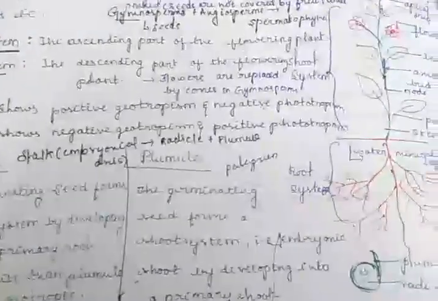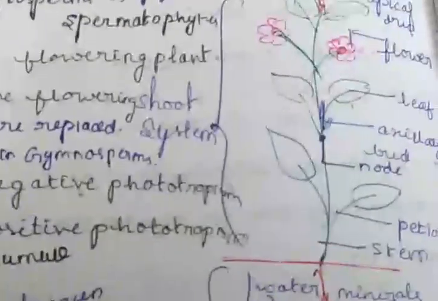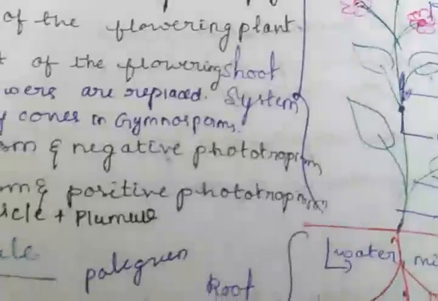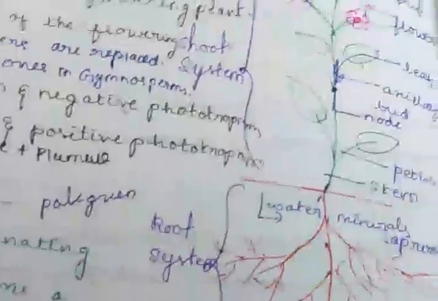Okay, friends, let's go to the next topic. Shoot shows negative geotropism, which means it grows in an ascending pattern. In this direction it will grow, which means it grows towards sunlight, so it shows positive phototropism and negative geotropism. Okay, friends.